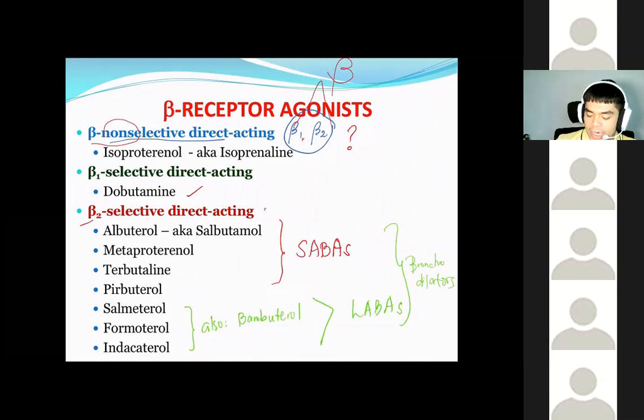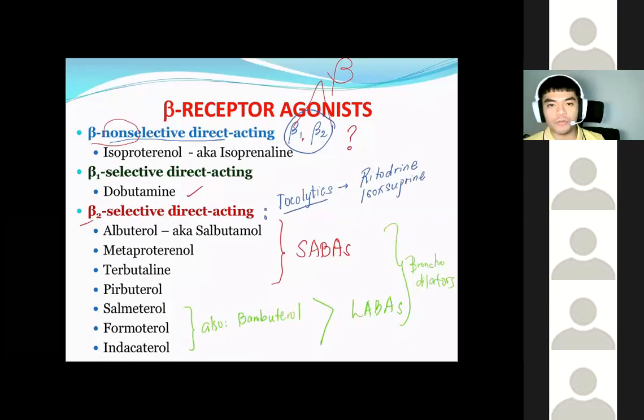Now, additionally, aside from the beta-2 selective agonists, we have drugs called tocolytics. Examples of tocolytics are ritodrine and also isoxsuprine. So those are the tocolytics. They are also beta-2 agonists, so these are the beta agonists.